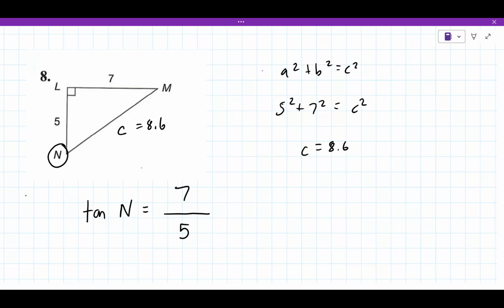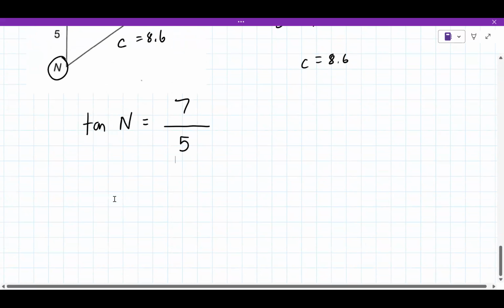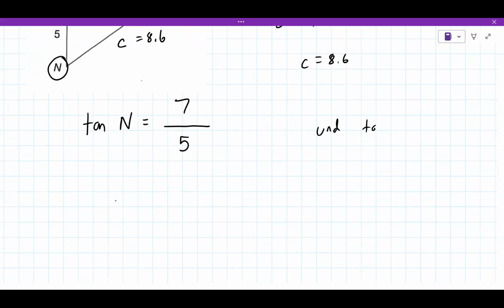All right. Now, we have not had to find N yet. And to do this, you have to undo tangent. And to do that, there's the trig function called tan inverse. Do you remember that at all from class?